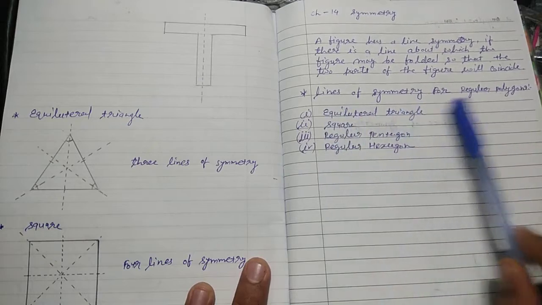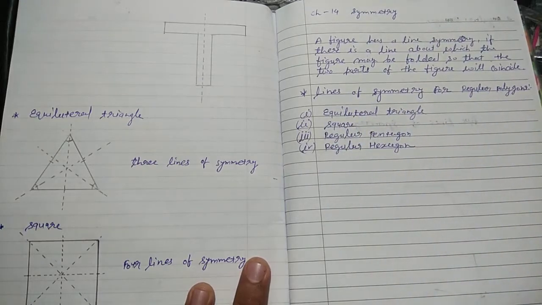Lines of symmetry for regular polygons. What is a regular polygon? A regular polygon is a closed figure which has equal length of sides and equal measure of angles.